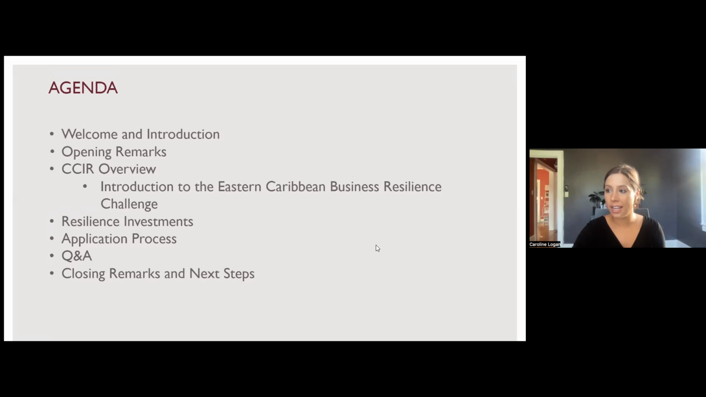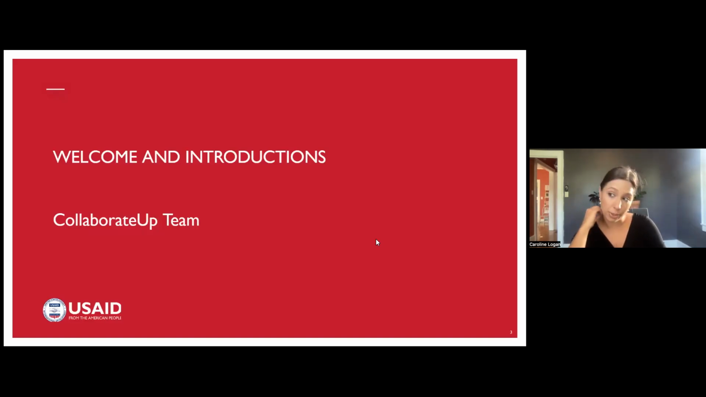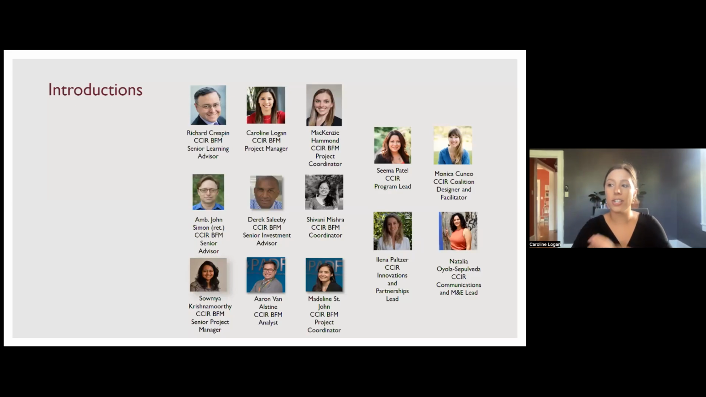All right, so if we move into the next slide, and the next, we're going to tell you briefly about our team. So there are a series of teams that work together under the CCIR umbrella. Collaborate Up on the left side here, alongside our partners, the Pan American Development Foundation and Total Impact Capital, we lead the CCIR blended finance mechanism, which has led to the Business Resilience Challenge that you'll hear about today. In parallel and in collaboration with our team, you'll also hear from leaders at the Global Knowledge Initiative. They're really dedicated to the design of a CCIR coalition, which is an inclusive space for innovators, leaders, entrepreneurs, change agents, and problem solvers from the region to come together and collaborate across boundaries. So you'll hear more about that today.